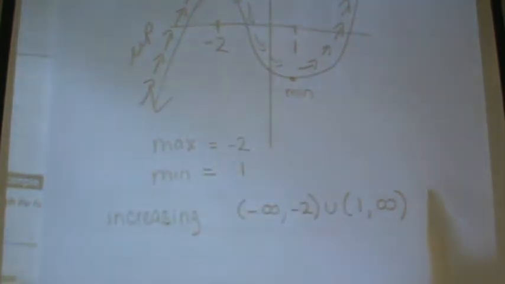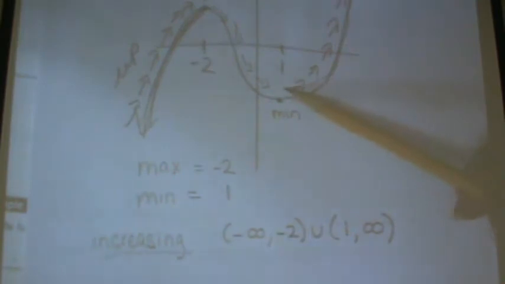It's increasing from negative infinity to -2, and from 1 to positive infinity, it is increasing. So you're only doing the positive trends, you're not counting what's between. Right now, we're just talking about where it's increasing. It's increasing here, and it is also increasing here.